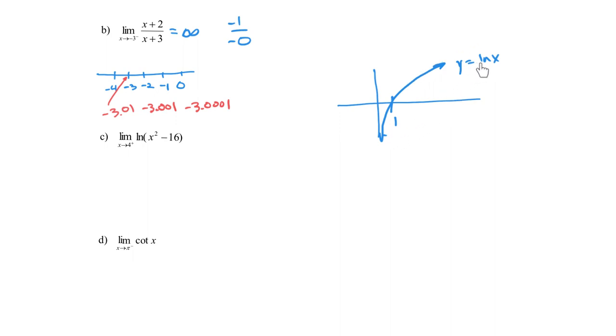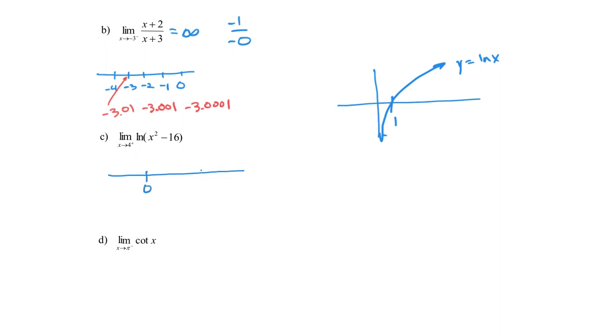So if I change this to the log of x, it'll still go through here at 1. Or log base 7, log base 12, whatever base you want, it's going to go through here at 1. So they all have this kind of look to them, any logarithm function. So what we've got is a natural log of x squared minus 16, and x is approaching 4 from the right. So I'm just going to do this number line idea again.